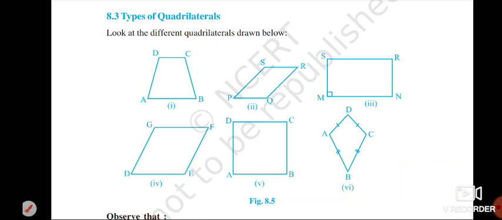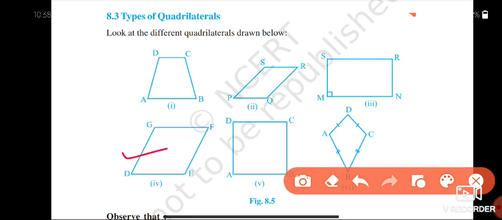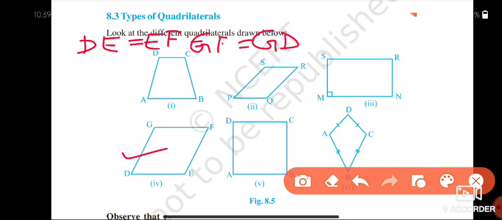Now if we talk about the rhombus, this is the figure of a rhombus. A rhombus again has opposite sets of lines parallel. Then the property of a rhombus is that all sides are equal. That means we have a total of 4 sides, and all 4 sides will be equal. DE will be equal to EF, that will be equal to GF, and that will be equal to GD. This way all 4 sides are equal. This is the property of a rhombus.